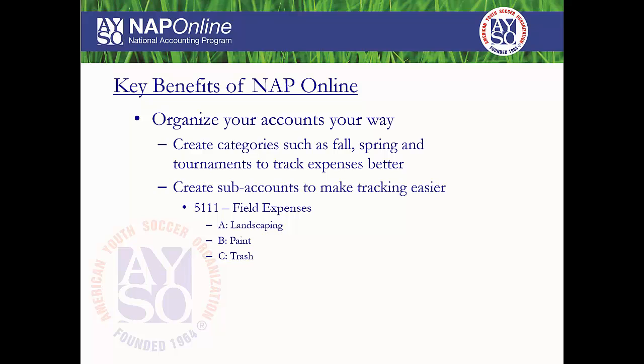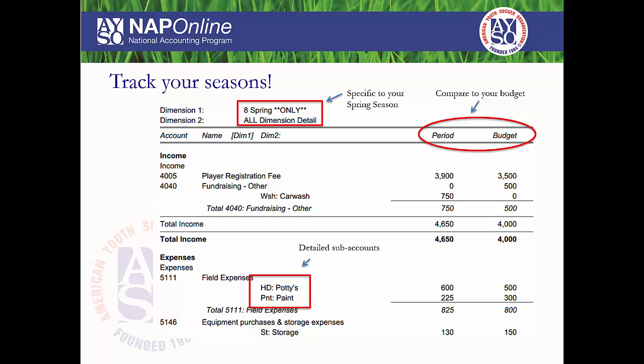Using Knapp Online, you can break down your income and expenses by adding categories or sub-accounts. This is an optional feature, but some common uses include tracking seasons or additional details to expense items such as landscaping, paint, or trash under field expense. Here is a sample report if you utilize this feature. This report shows our income and expenses for our spring season. It's compared to our budget and provides more detail for field expenses.